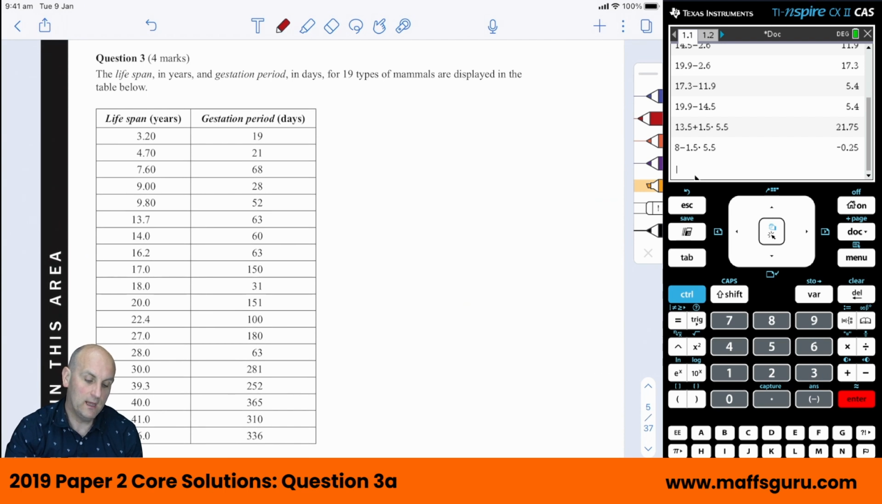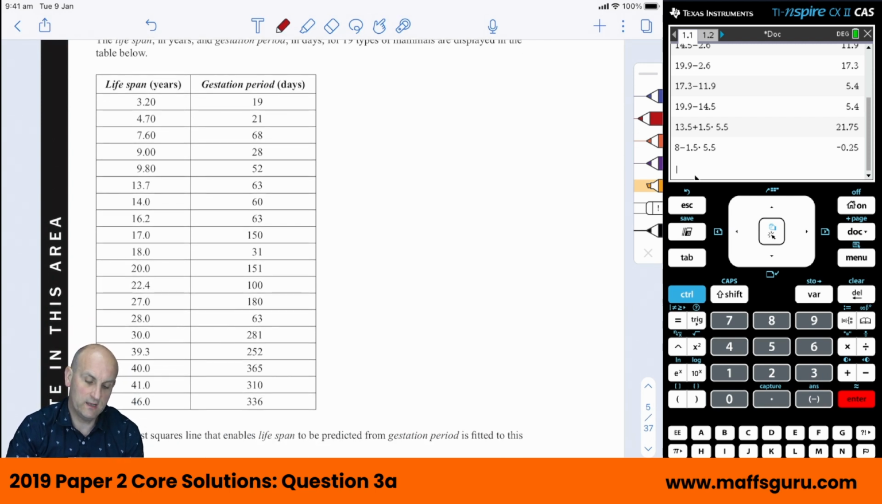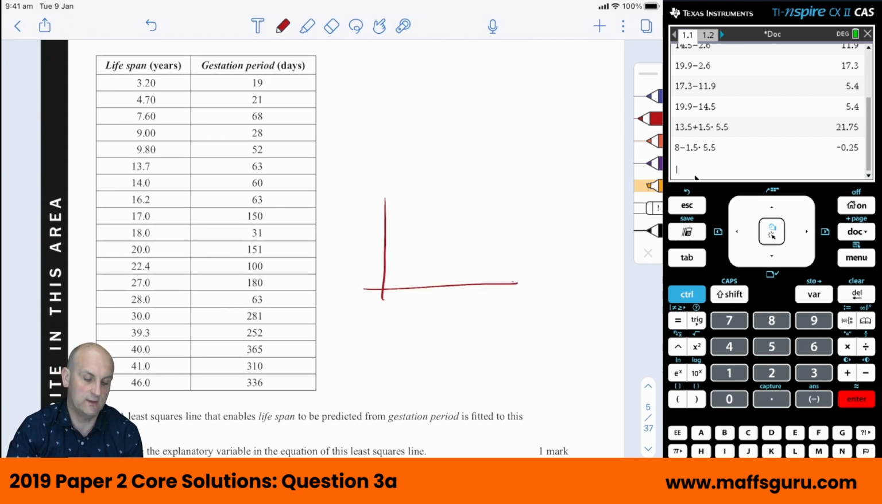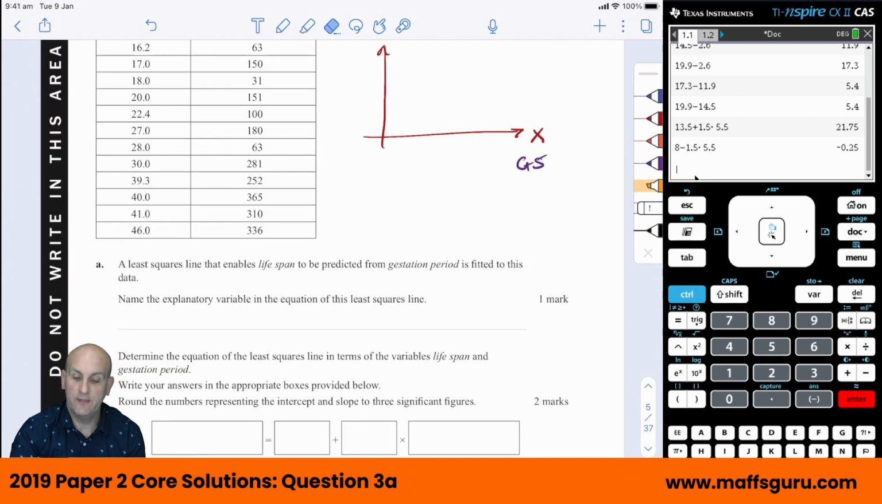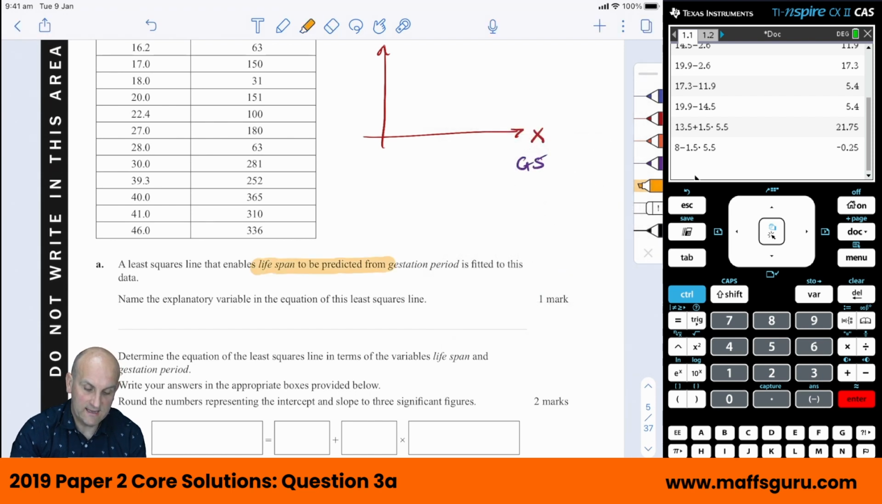The lifespan in years and gestation period in days for 19 types of mammals are displayed in the table below. A least squares line that enables lifespan to be predicted from gestation period is fitted to the data. Name the explanatory variable in the equation of this least squares line. So if you remember, we have the explanatory there and my response there. The trick to this, ladies and gentlemen, is the point that lifespan is being predicted from. When they give you the predicted from, that was actually the hint.